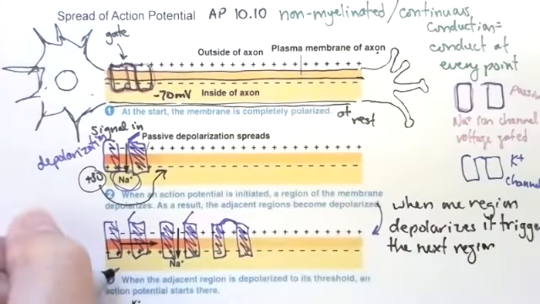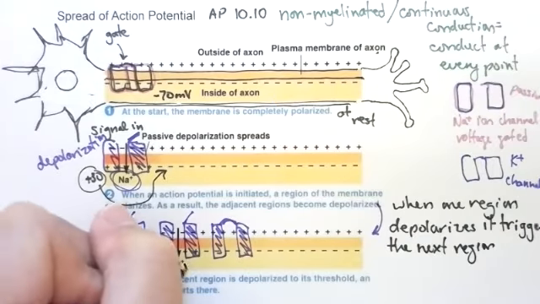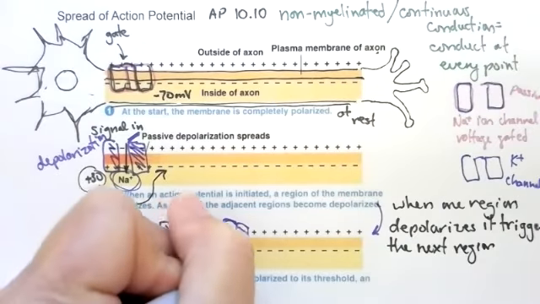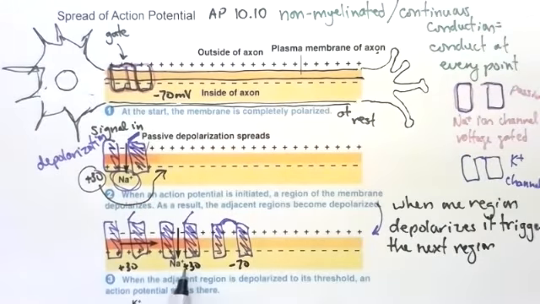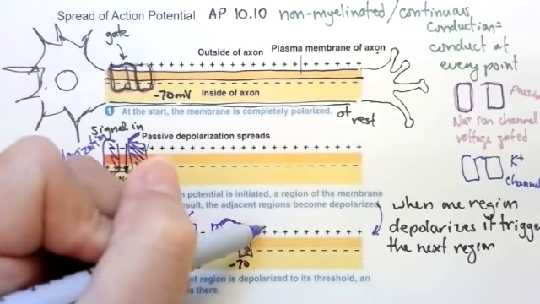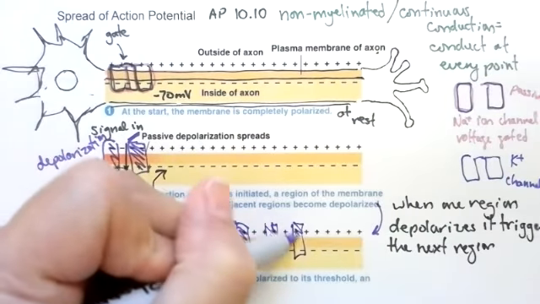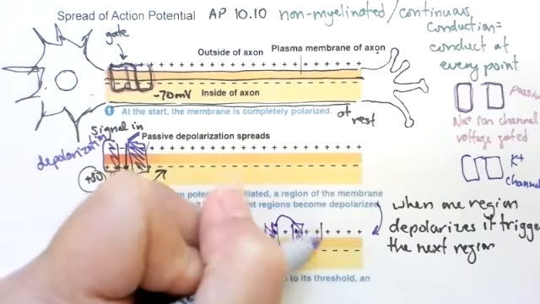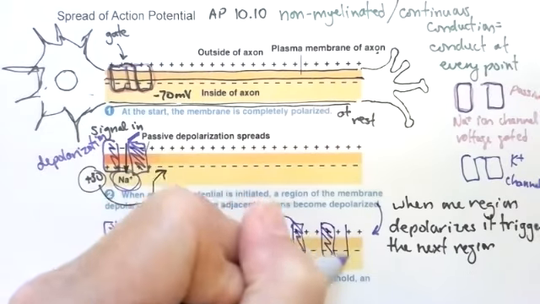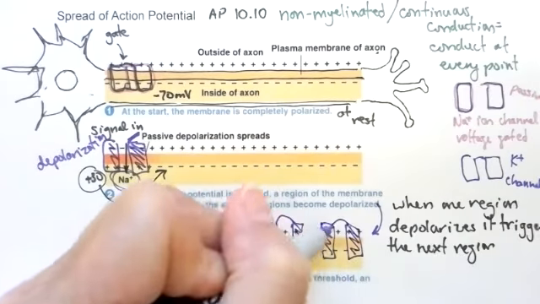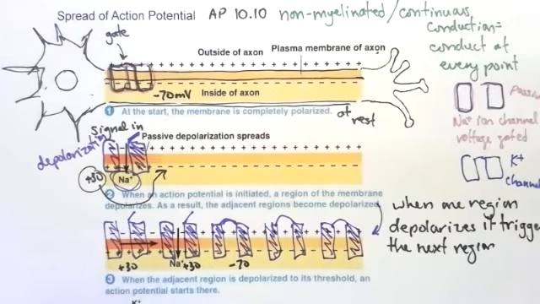So now I'm positive 30 here, I'm positive 30 here. I'm still negative 70 over here though, because what will happen next is that this region is going to trigger the next region. So down here, let's just add in a few more that are closed. So open, open, close, close, close. Now this one's going to be open.